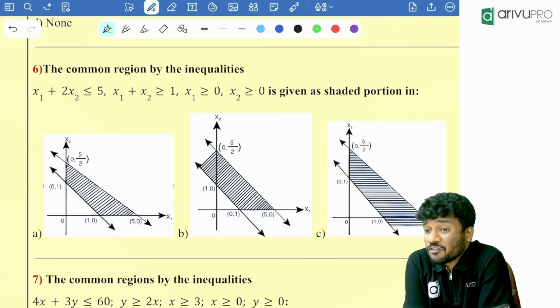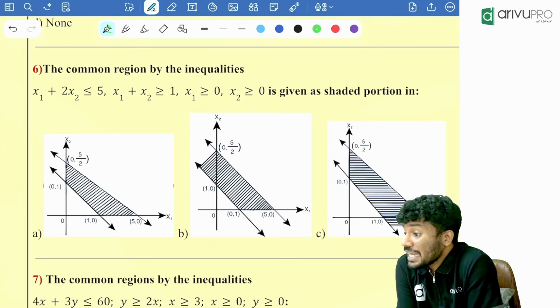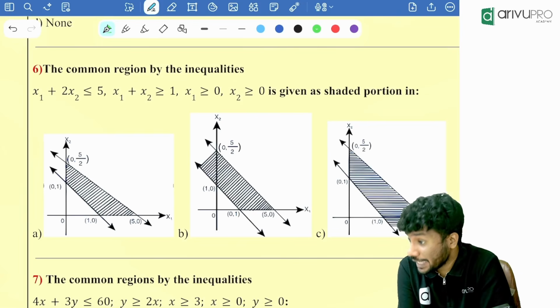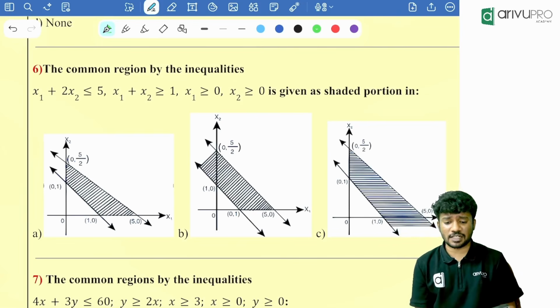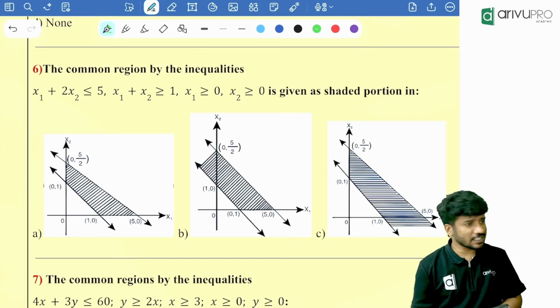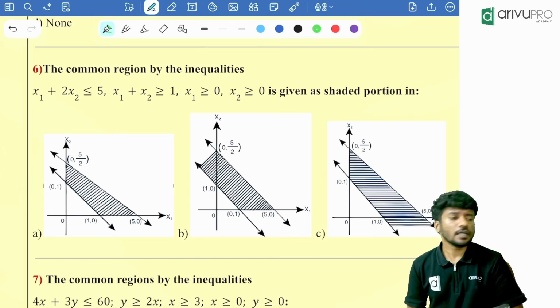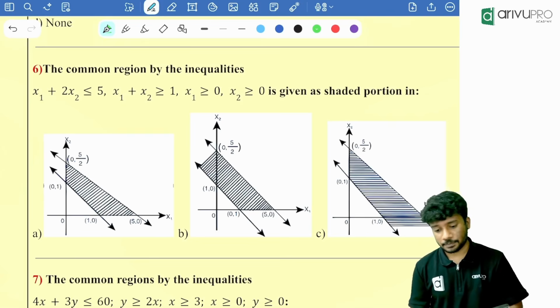Instead of x and y, they have given x1 and x2. So you should understand that one of them is x and the other one is y. x1 and x2 are there. Accordingly, please do it for me.